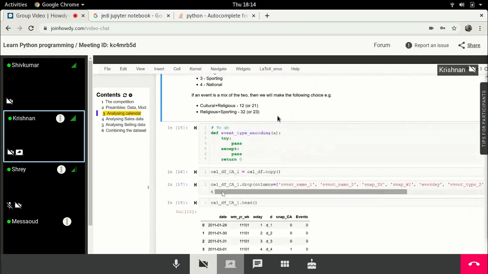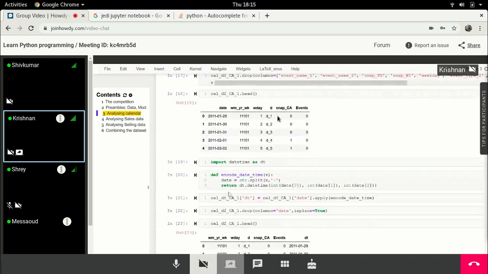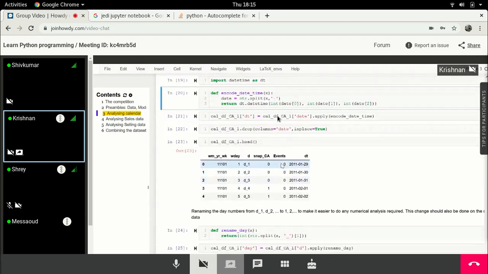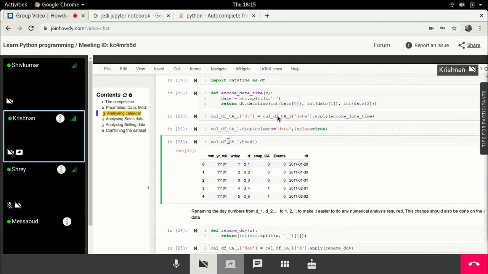So what I have done, and that is something we had already discussed, was to encode the event in such a way that it becomes a 0 or 1 depending upon whether that event exists or not. And we focus only on California because now we are only focusing on this store called CA1. And so the calendar essentially goes down to this.